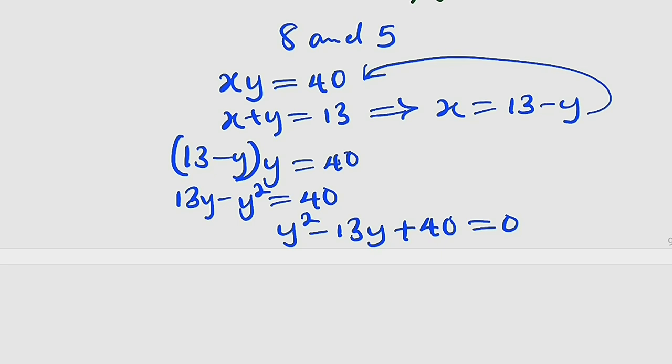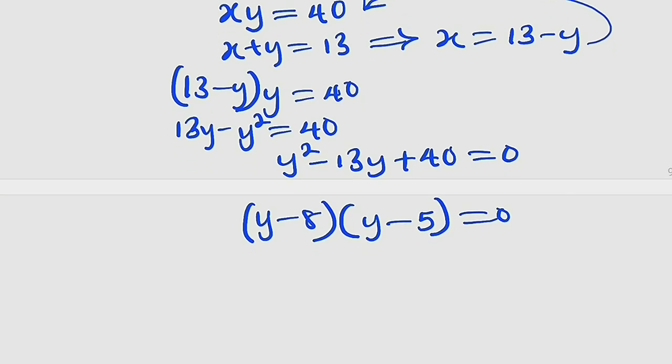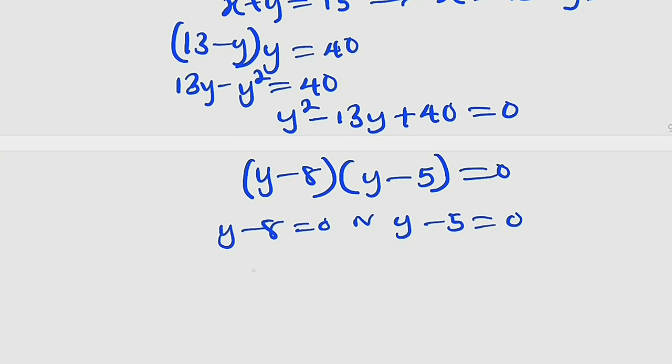Now you just think of two numbers you can multiply together to get 40, but once you add them together, you get negative 13. And the numbers are negative 8 and negative 5. So we have y minus 8 and y minus 5. This is equal to 0. By setting each factor to be equal to 0, we have y minus 8 equal to 0 or y minus 5 equals 0, which implies that y is equal to 8 or y equal to 5. So y is either equal to 8 or y equal to 5.